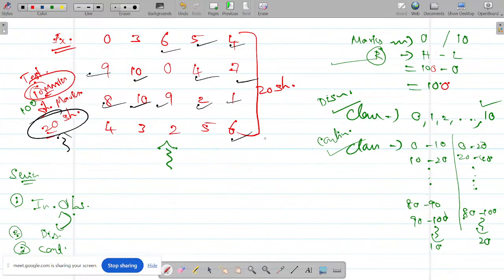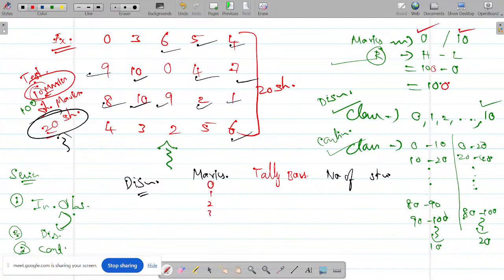So what I can do is go for discrete. Discrete means, instead of having just the observations like this, I go for a classifier: marks and number of students. In between, I'll have something called tally bars or tally marks. How am I going to classify the marks? It starts from 0, the least mark, to the highest mark 10. So 0, 1, 2, 3, 4, 5, 6, 7, 8, 9, 10.